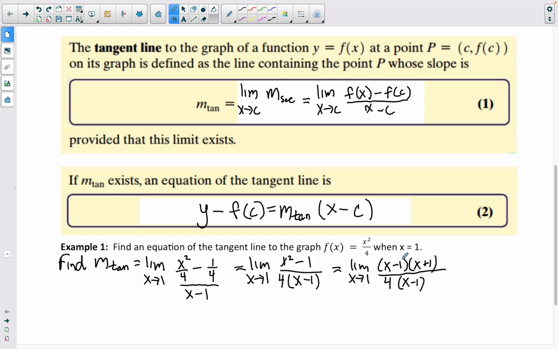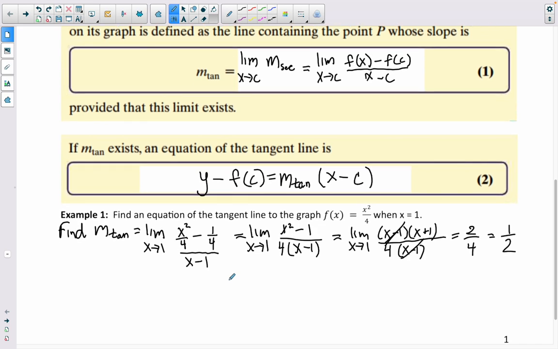And now you should see that the x minus 1s cancel, right? They divide to 1. And so now you're going to get x plus 1 over 4. I can now plug in my 1. And so we get 2 over 4, which is 1/2. And so the slope of the tangent at x equals 1 for the function x squared over 4 is 1/2.